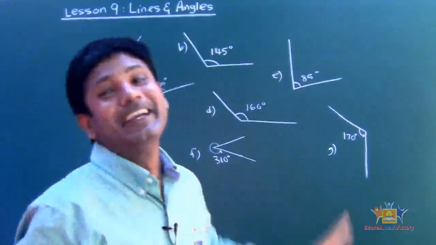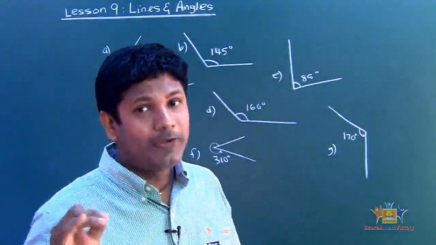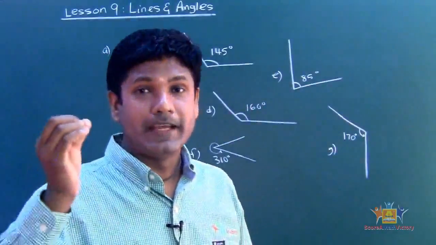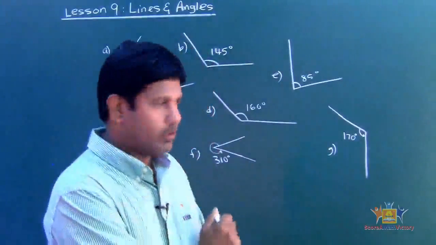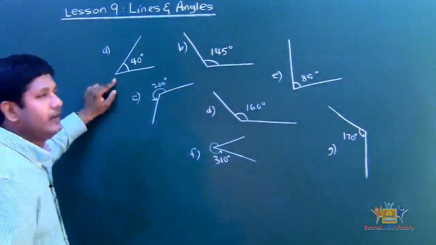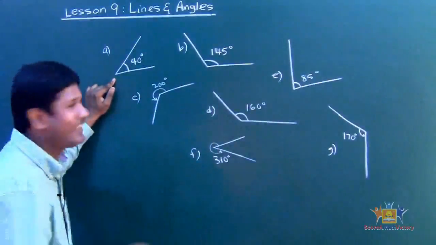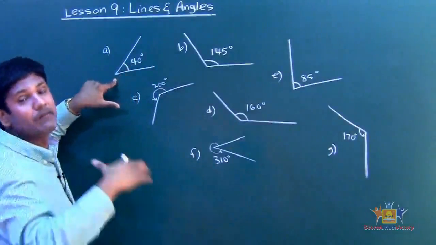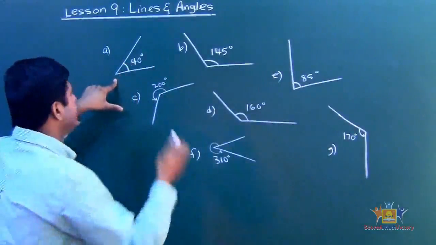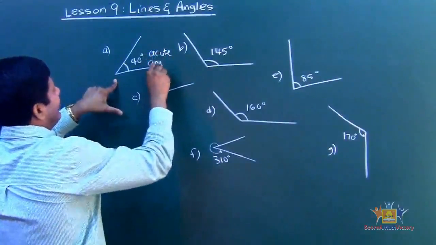Alright, my dear students, Mr. Mac drew a few angles, so how about we label them, whether they are acute, obtuse, or reflex. Let's start with A. It looks so cute, doesn't it? What does that mean? Acute angle. It is acute because it is smaller than 90 degrees. Anything smaller than 90 degrees is an acute angle.